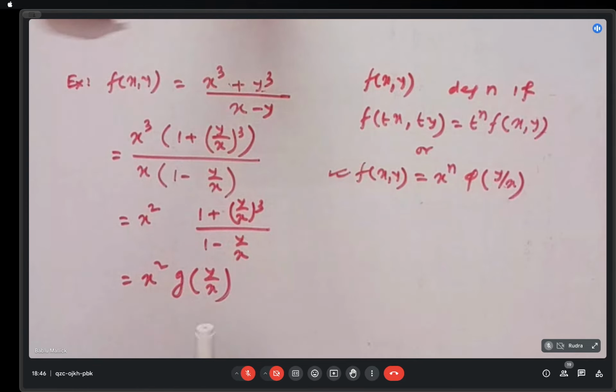So we can say that f of x y is a homogeneous function of degree 2. Homogeneous function of degree 2.